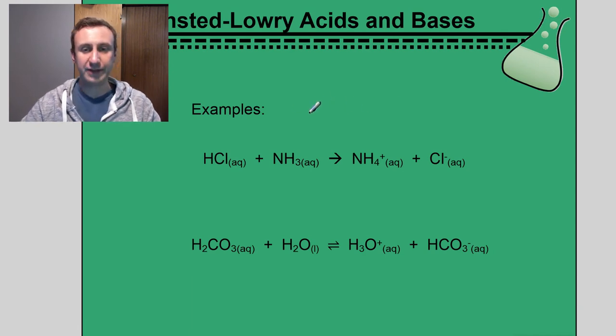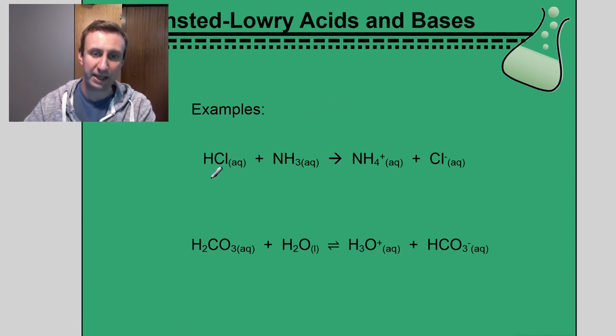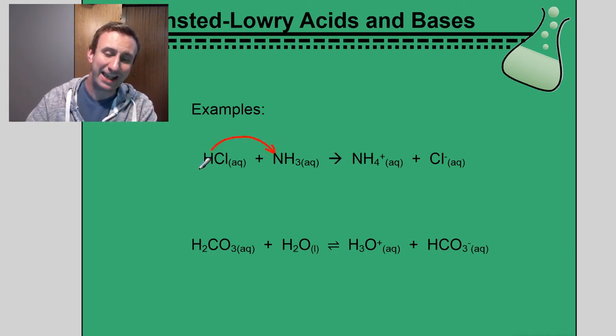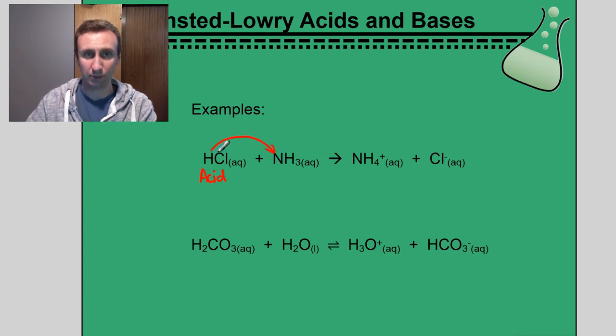So if we take a look at two examples, let's try to figure out what the acid is and what the base is. If I look at HCl and NH3, and then it turns into NH4 positive and Cl minus, well, you can see that the H moved from HCl to NH3. So this H went from here to here. That would make HCl the proton donor. In other words, this is the acid. Well, NH3 being the thing that accepted the proton, this is the base. So acid for HCl and base for NH3 that accepted the proton.